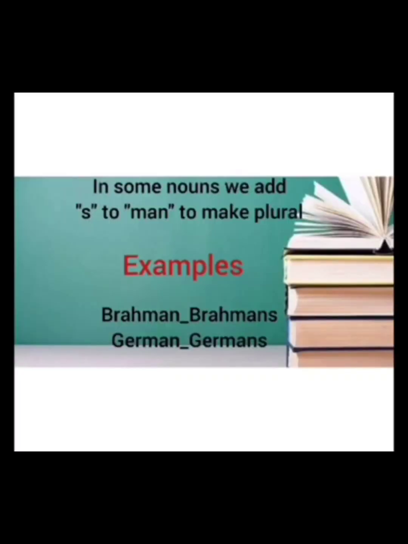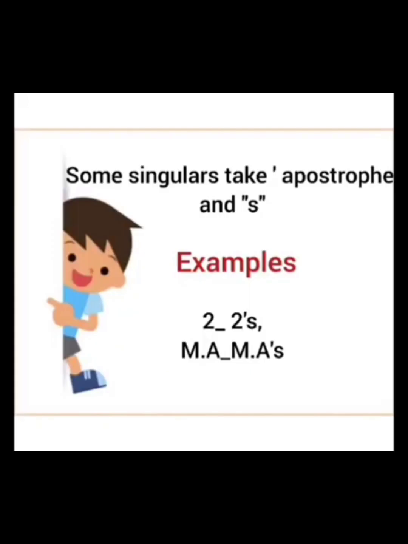In some nouns, we add S to man to make it plural. For example, Brahman, Brahmans, M-A-N-S. German, Germans. Some singulars take apostrophe and S. Examples, two, two's, MA, MA's. For example, if you make a sentence, we have 2 MA's in our institute.